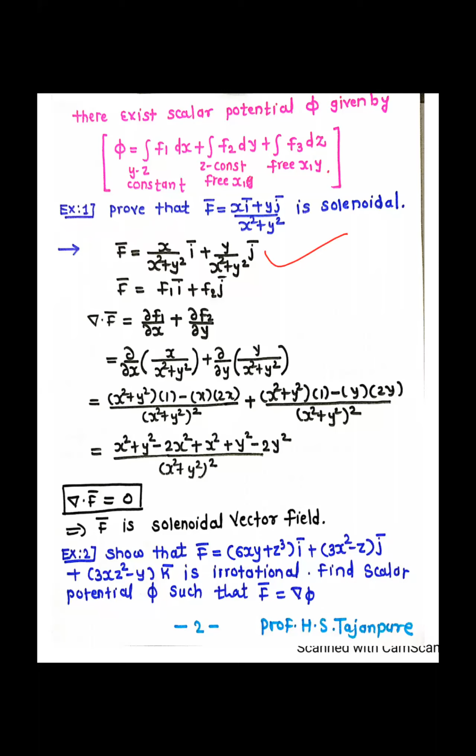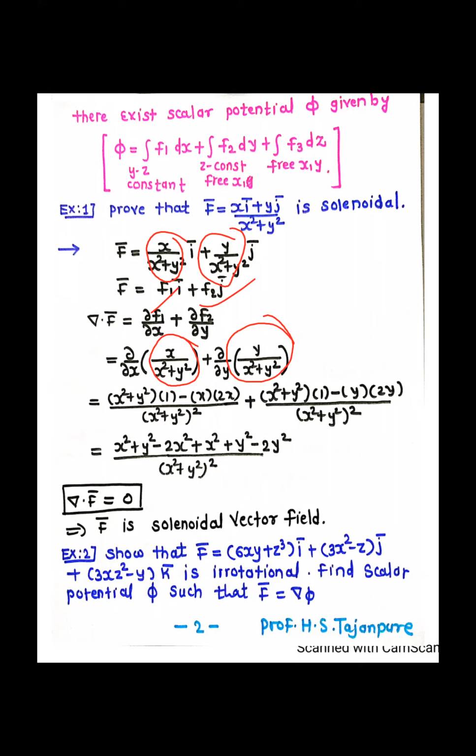Now we have to prove that it is solenoidal. So we know that when the vector field is divergence free, that is, del dot f bar equals 0, the incompressible vector field, then it is said to be a solenoidal vector field. So for that, let us calculate the value of del dot f bar. Del dot f bar is del f1 by del x plus del f2 by del y. Substitute here f1 and f2 by comparing with f1 i bar plus f2 j bar. Here I have substituted f1 and here I have substituted the value of f2.